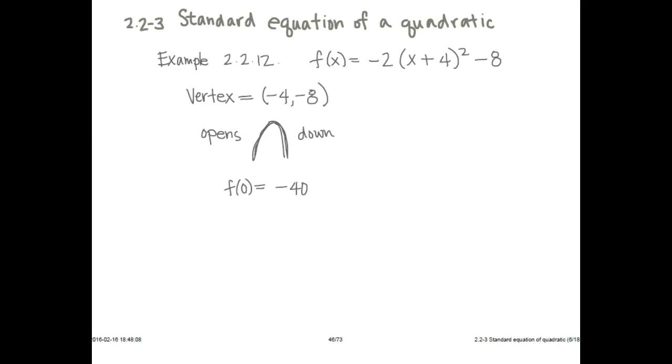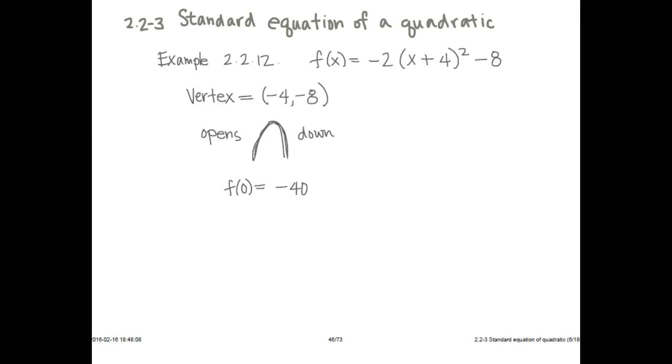We know that it's going to move 2 to the left. We know it's going to be reflected over the horizontal axis. We know it's going to be stretched by a factor of 2. And then, after doing all that to it, we're also going to slide it down the plane 8 units.